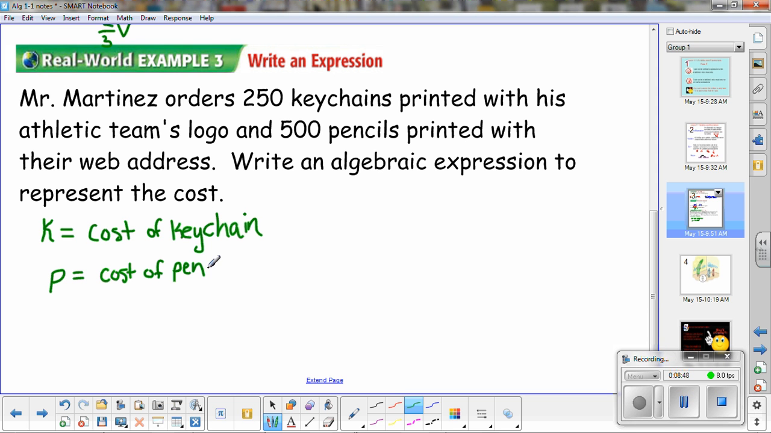Now, if we want to write an algebraic expression to represent the cost, we're going to add together the cost of the keychains plus the pencils. So if he orders 250 keychains at K dollars, it's going to be 250K, or 250 times the cost of a keychain, plus if he's ordering 500 pencils that cost P, it's going to be 500 times P, or the cost of the pencil. 250K plus 500P is the algebraic expression that represents the total cost.